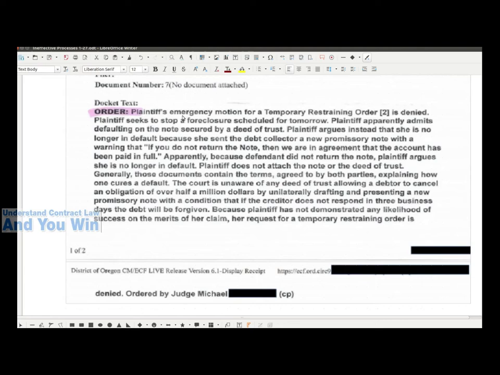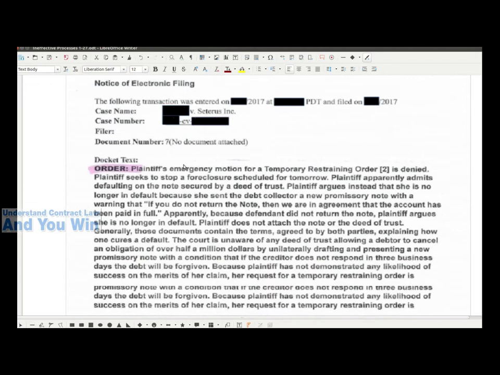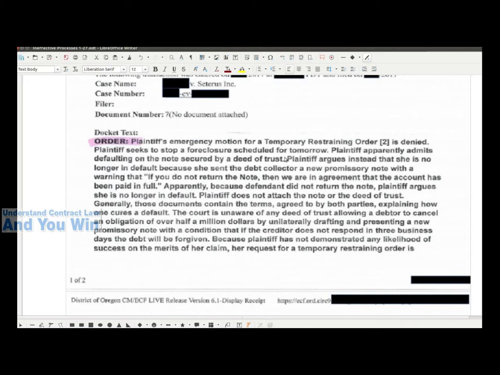Plaintiff being the Smith homeowner. Emergency motion for a temporary restraining order is denied. Plaintiff seeks to stop a foreclosure scheduled for tomorrow. Plaintiff apparently admits to defaulting on the note secured by the deed of trust.